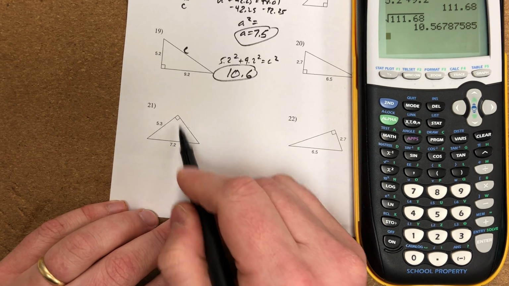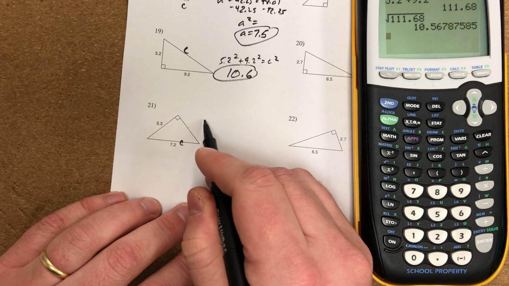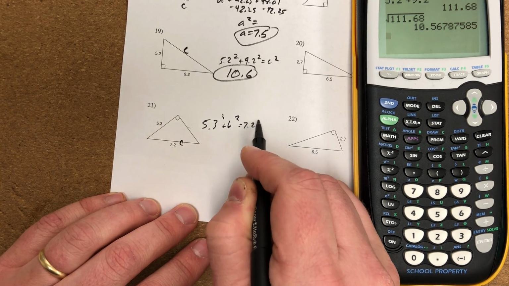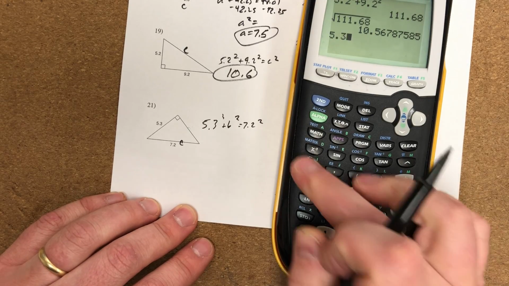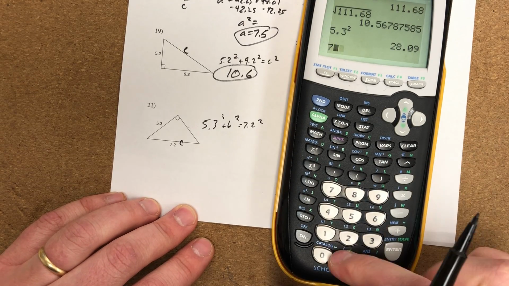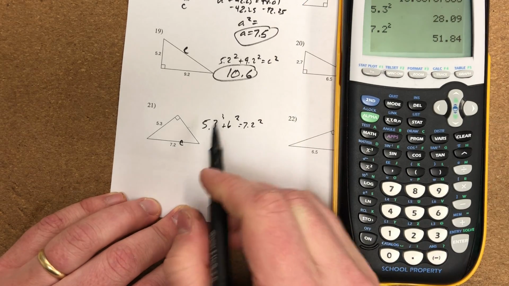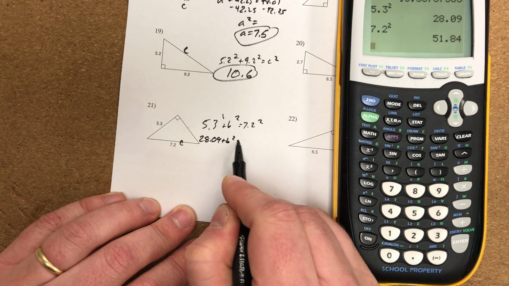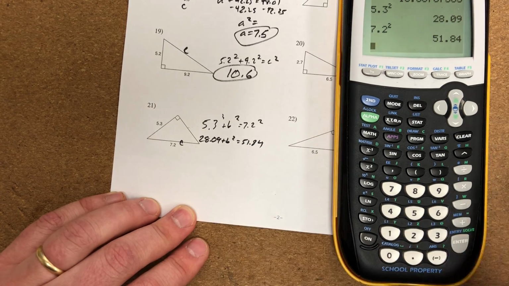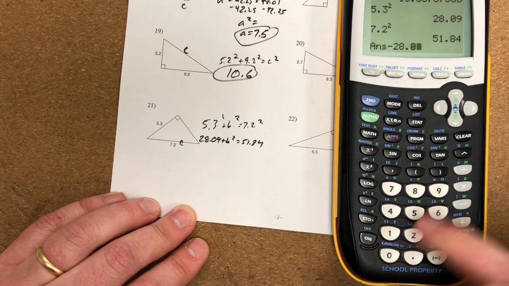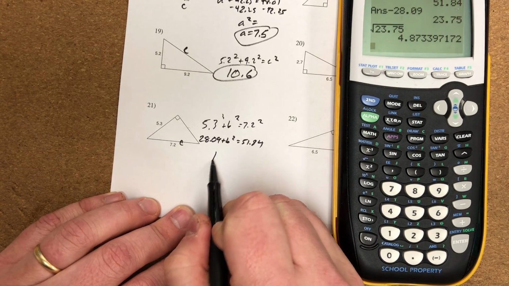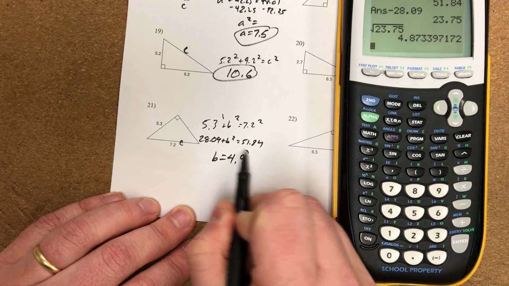So looks like that's across from the right angle, so that's C. 5.3 squared plus b squared is equal to 7.2 squared. 5.3 squared is that. 7.2 squared is that. So 28.09 plus b squared is equal to 51.84. Then we'll subtract the 28.09 from both sides. Take the square root. I got b is equal to 4.9. All right. Hope that was helpful.